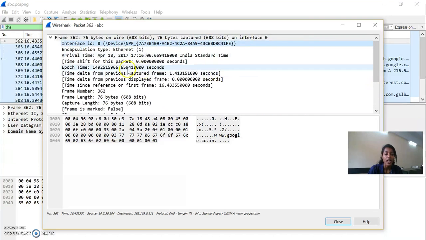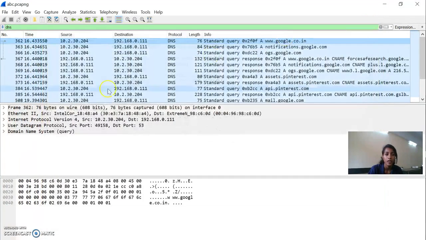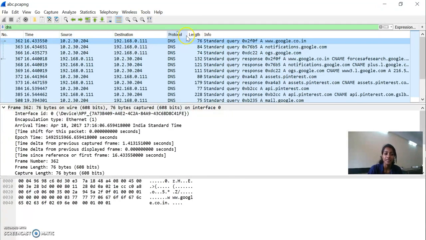And after this, the source IP address is 10.2.30.204 and the destination address is 192.168.0.111 and the protocol uses DNS because we are using that. Moving on to the next question.